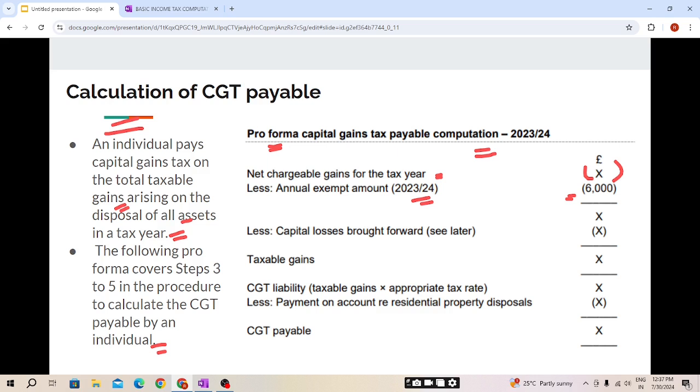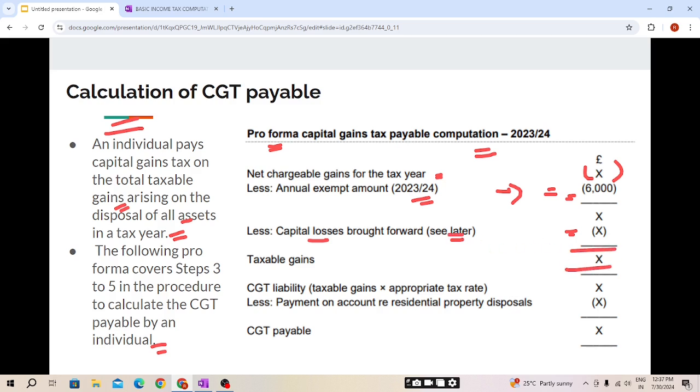Same in India. In India also we have, students, an annual exempt amount of 1 lakh. Same in the UK, we have an annual exempt amount of 6,000. Same like PA, students. In our income tax calculation we had PA; here we have AEA. Less capital loss brought forward. Step number 4 was, students, less capital loss brought forward. We'll be covering it later.